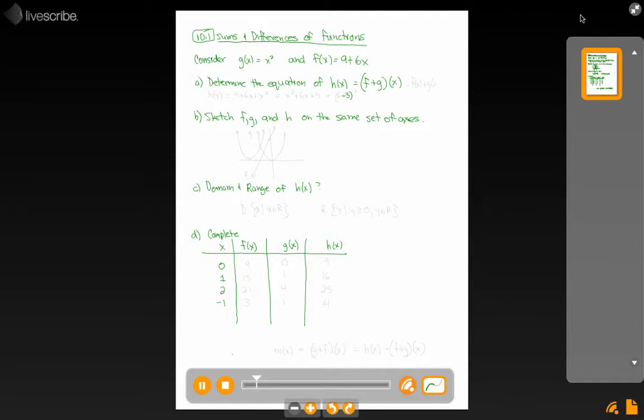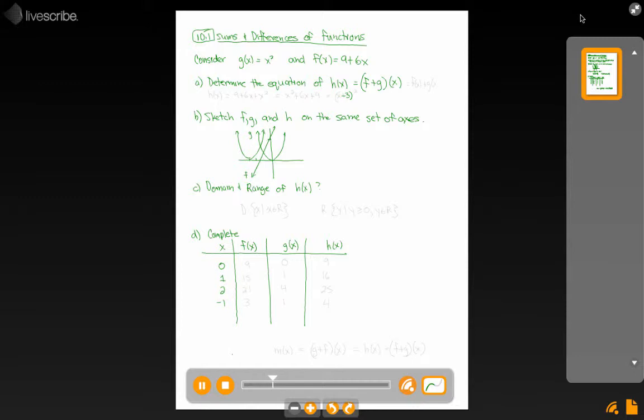In fact, we're asked to draw them in a moment anyway, so I might as well take a second and say, okay, well I know that g of x equals x squared looks something like this. And f of x equals 9 plus 6x is going to be a straight line function, relatively steep slope, something roughly like that, without doing too much labeling. That's f, and that's g.